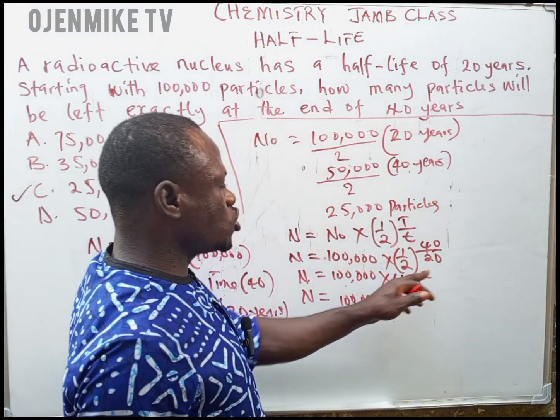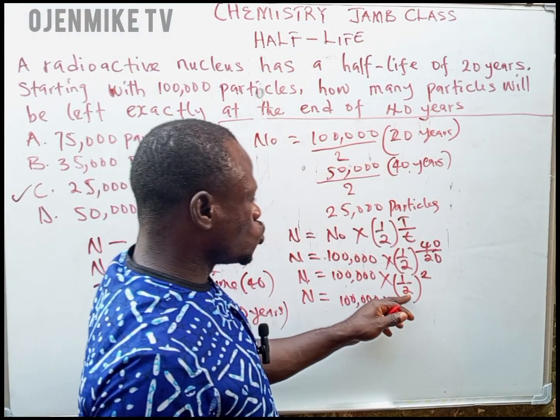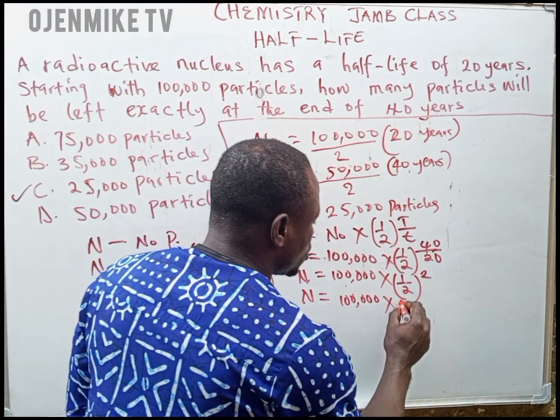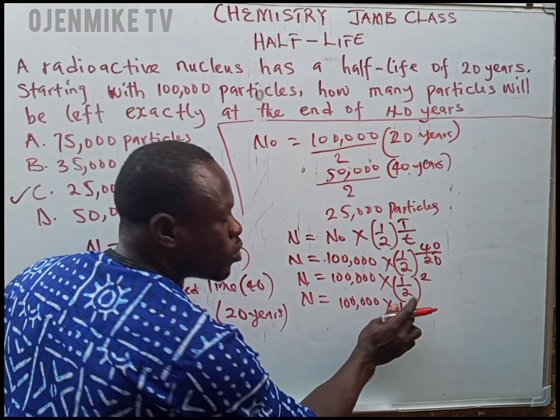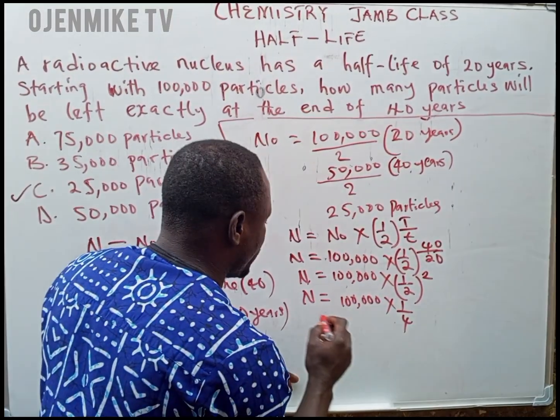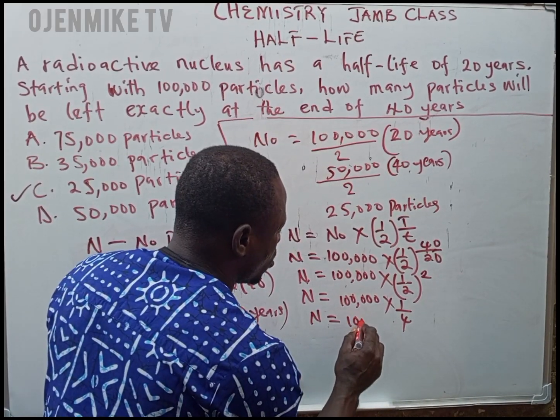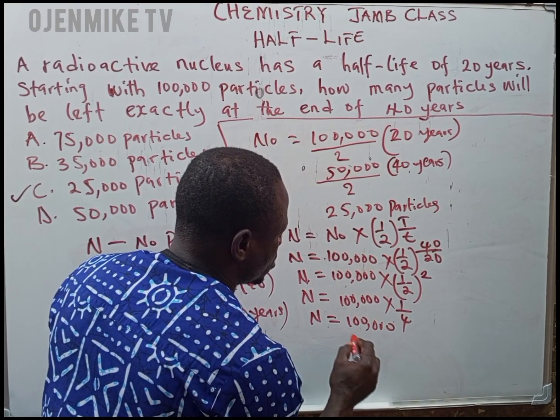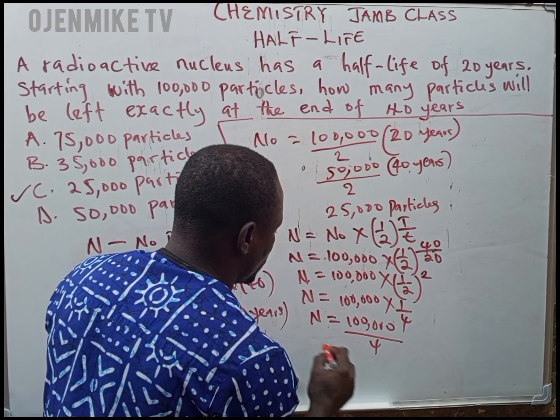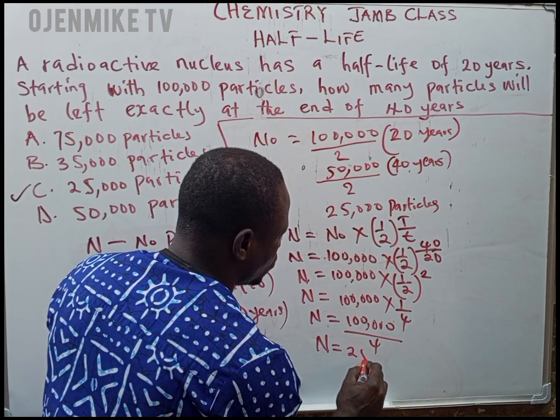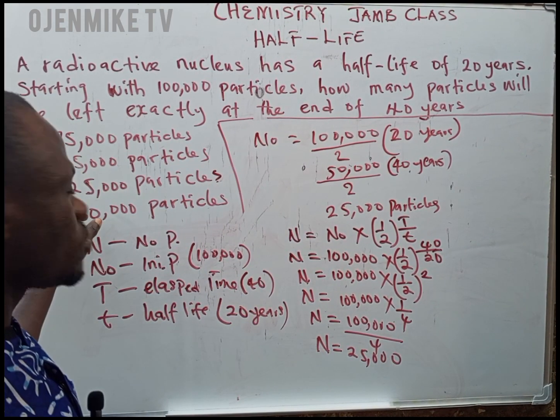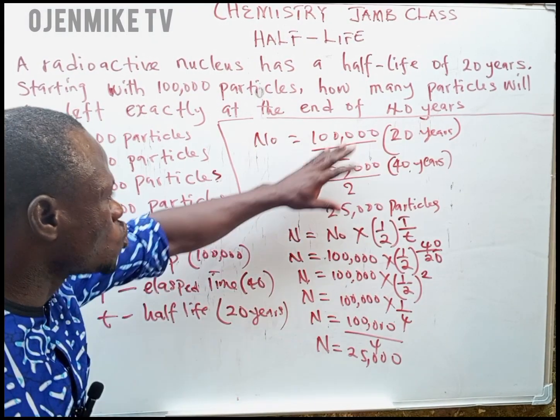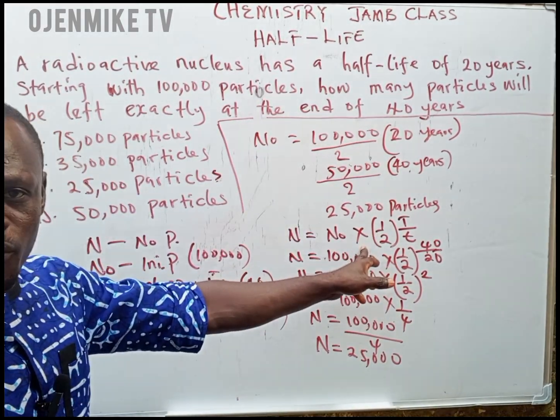So N equals 100,000 times 1 over 2 squared. 2 squared gives you 4, so we have 1 over 4. 100,000 times 1 gives you 100,000, divided by 4. So N equals 25,000. It's the same answer. Do you get that? If you don't want to use this method, you can simply use another formula.